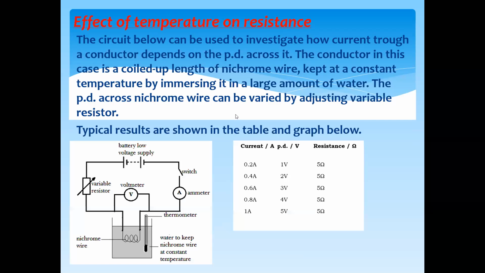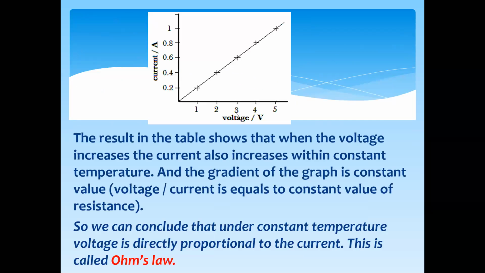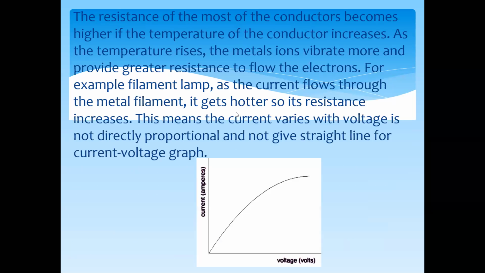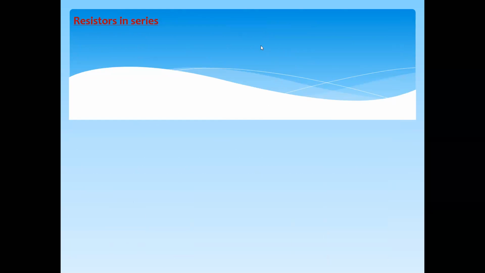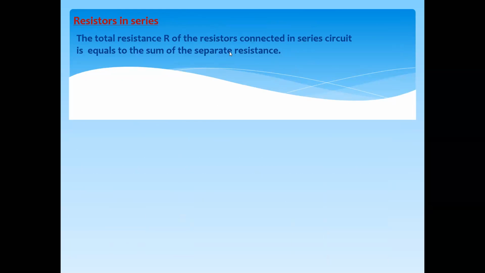This will discuss the rheostat and effect of temperature, but now resistors in series. If in a circuit you have two or more resistors connected in series with each other and you want to find the total resistance, to get the total resistance of a series combination, you will simply add.